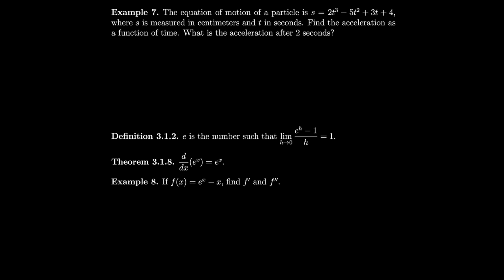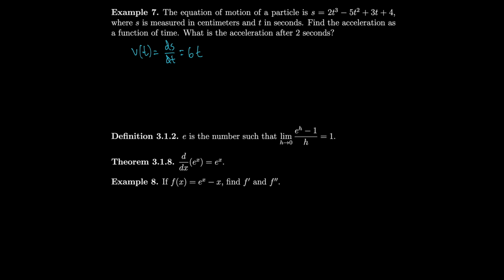Okay, in order to find acceleration, remember that's the second derivative of position. It's the derivative of velocity, which in and of itself is the derivative of position. So our position is s. Our velocity, v, is the derivative of s, ds/dt. And then next we'll differentiate that to get our acceleration.